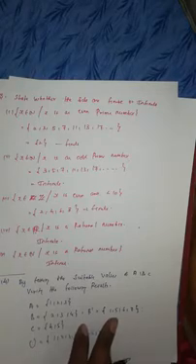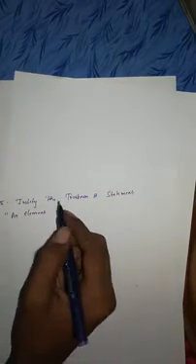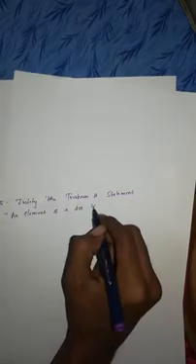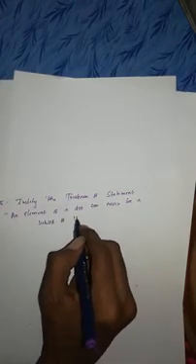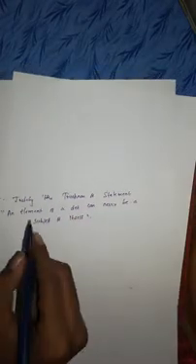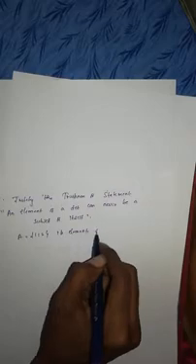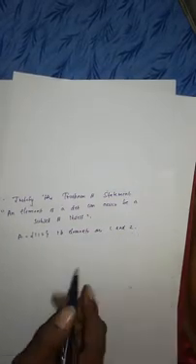Justify the truthness of the statement: an element of a set can never be a subset of itself. It's a very easy fact. So take A is equal to {1, 2}. Its elements are 1 and 2. So there are 2 elements in this set.